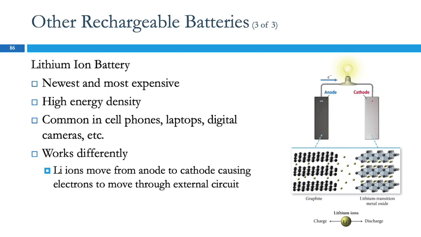Lithium-ion battery. These are newer, tend to be more expensive. Again, high energy density. This is what you see in your cell phone, your laptop, your digital camera, things like that. So these batteries work differently. What happens is lithium ions are going to move from the anode to the cathode, which causes electrons to move through the external circuit. So here we've got graphite, and we've got this lithium transition metal oxide. And so the lithium ions are going to move in one direction or the other. This is also a rechargeable battery.